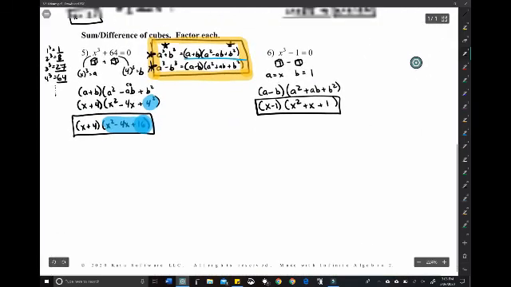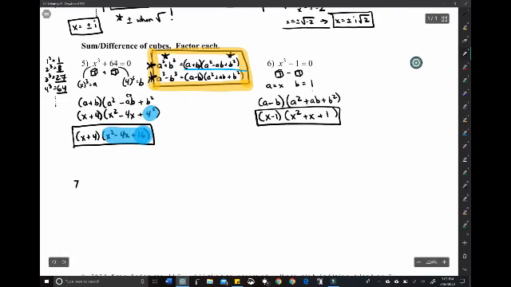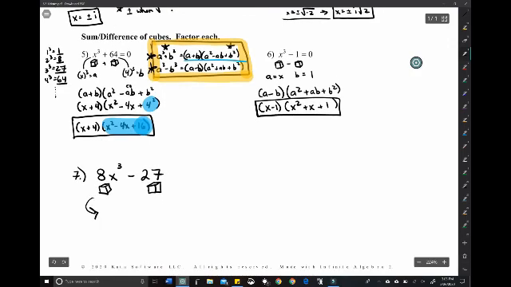Okay, so some new stuff there, especially with the sum and difference of cubes. Maybe let's just do one more bonus one for you. So number 7, let's do something like 8x to the third minus 27. So these are two perfect cubes. A difference, so we're using the second formula. The cubic root of 8x to the third is 2x. So that's what you're going to use for a. Cubic root of 27 is 3. That's what you use for b.